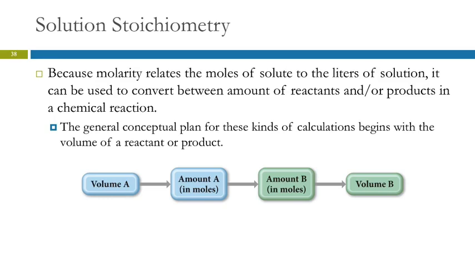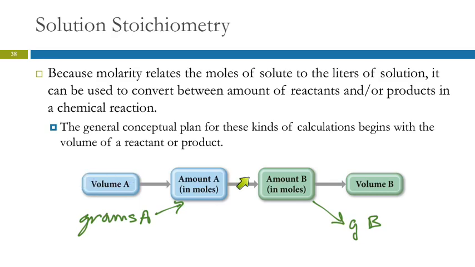So the general plan for solution stoichiometry problems, instead of grams, would be a volume. We're doing solutions here instead of pure substances. So a volume of A to moles of A to moles of B to volume of B. This is a variation on a theme. Before we had grams of A and we went to moles, and then we went back to grams of B at the end. Now we have different options.